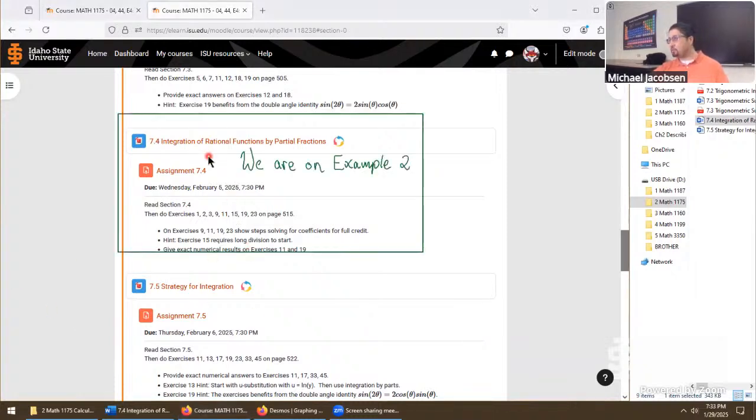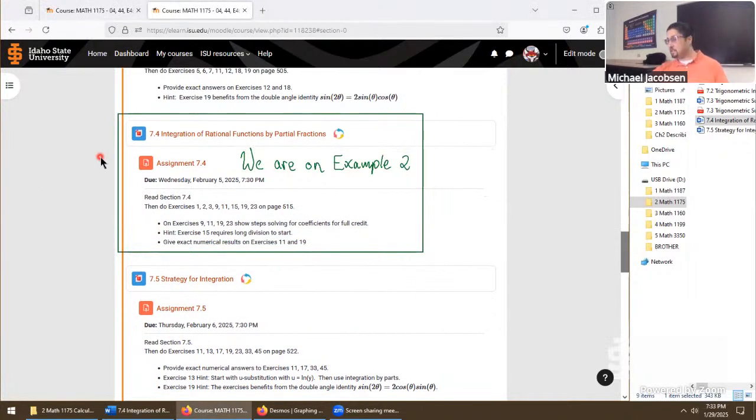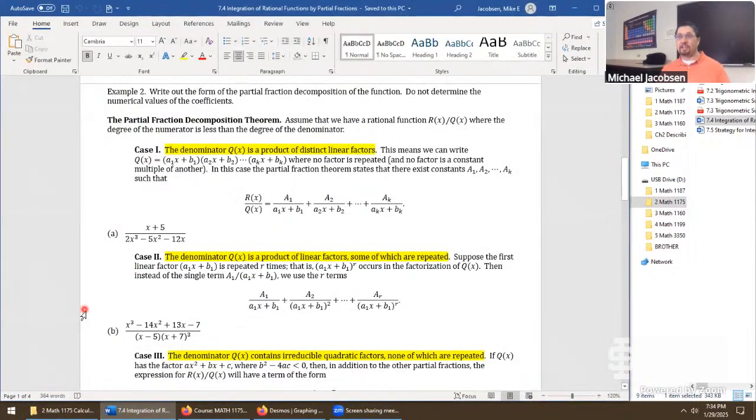For now, we're getting back to example 2 on these notes. So let's jump back in. Let's clear this out. And here's where we left off.